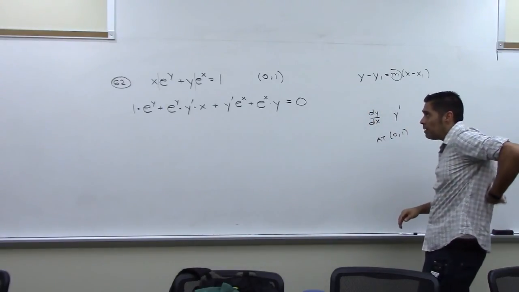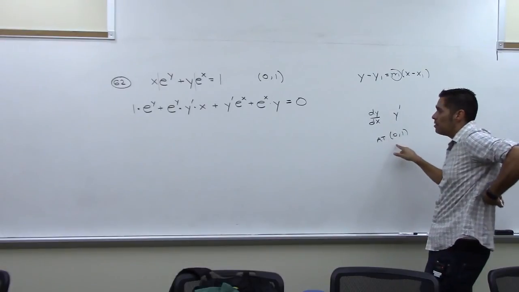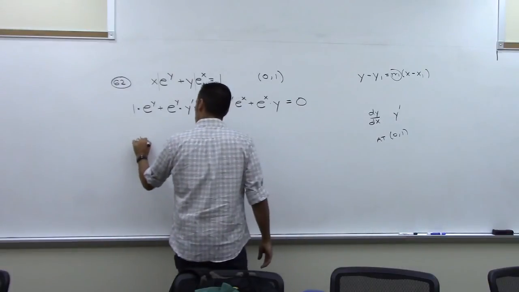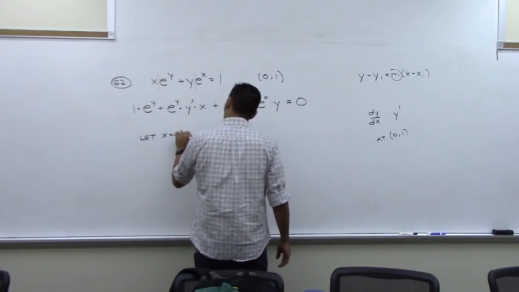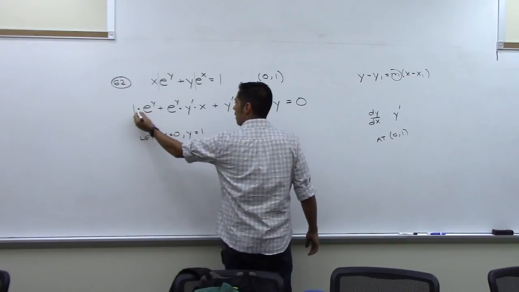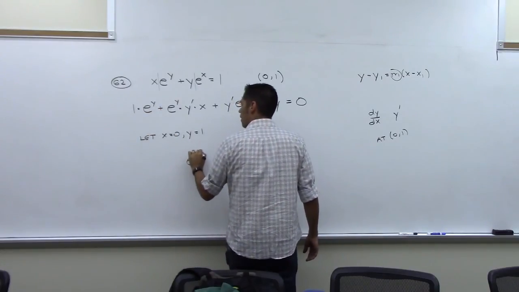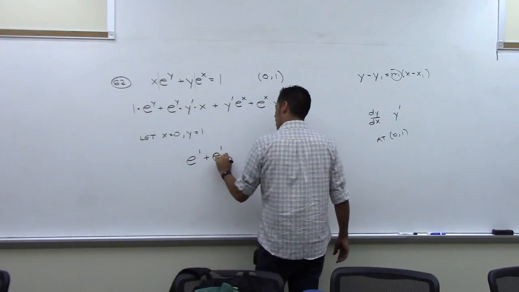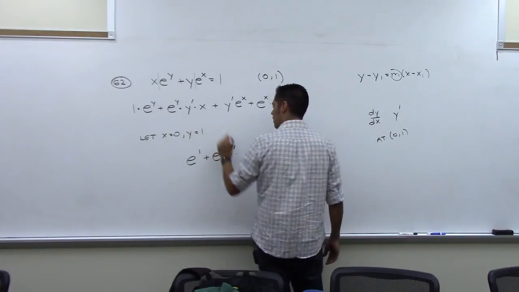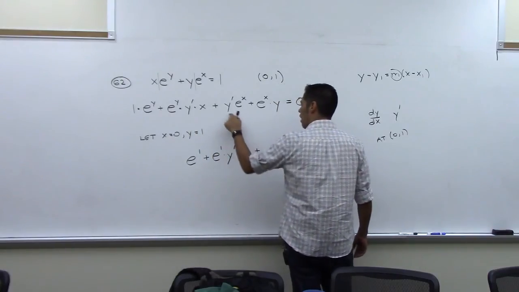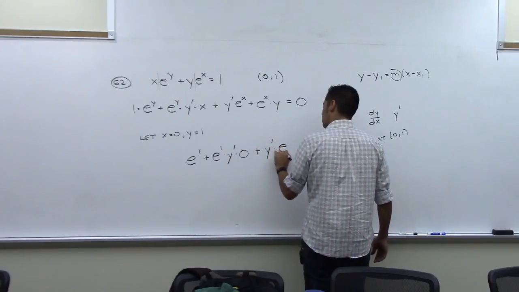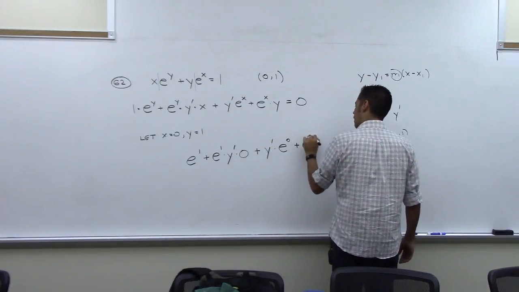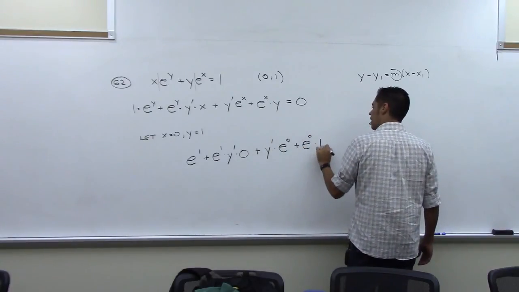So you can see you have y prime in there, which is good, we need that, and we need it at this point. So at this point in time, I'm going to just replace x with 0 and y with 1. So let x be 0 and y be 1. We get e to the 1 plus e to the 1 times y prime times x, but x is 0, plus y prime times e to the 0 plus e to the 0 times y is 1. That must be 0.